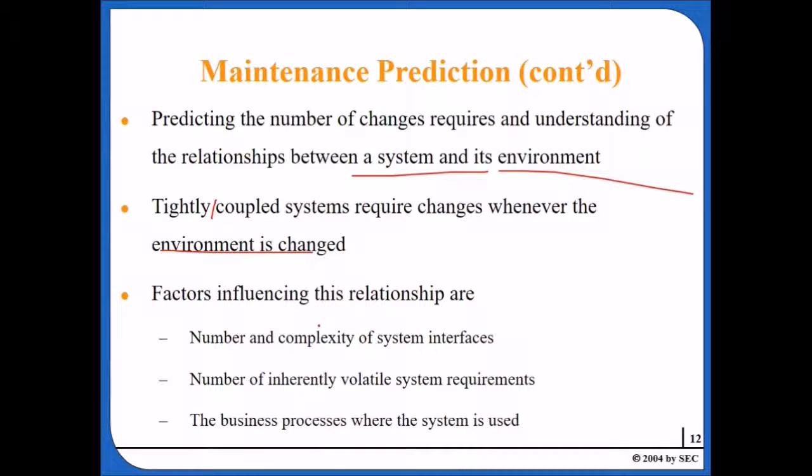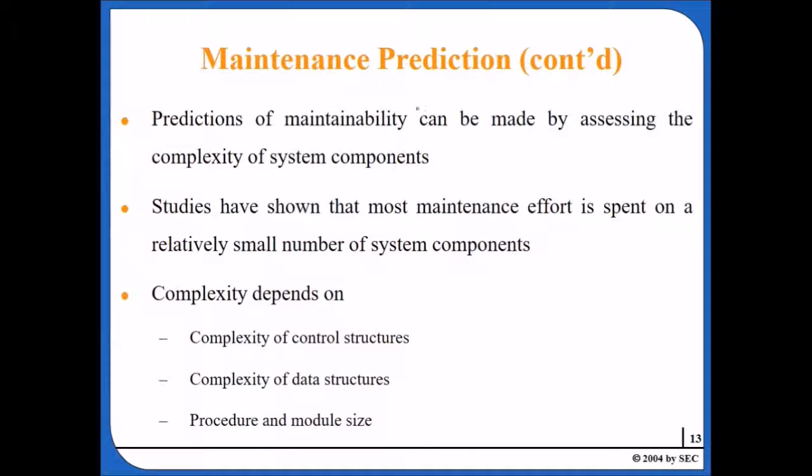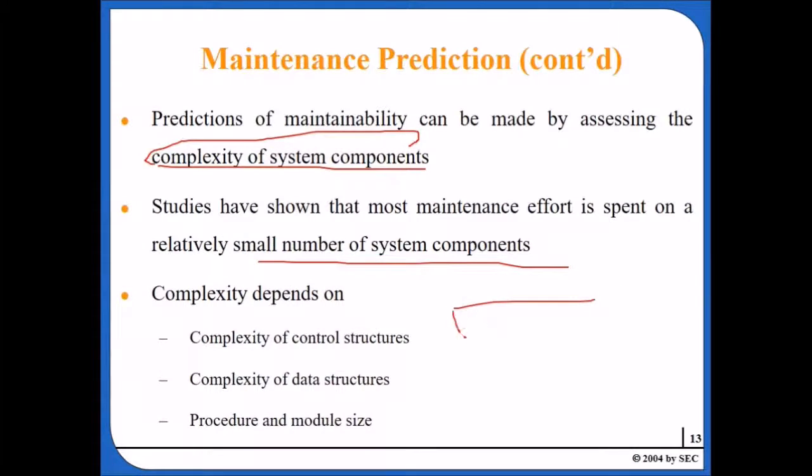The factors influencing this relationship are the number and complexity of system interfaces, the number of inherently volatile system requirements, and the business processes where the system is used. So predictions of maintainability can be made by assessing the complexity of the system components. Complexity plays an important role. Studies have shown that most maintenance effort is spent on a relatively small number of system components, a very small part. If this is the software, maybe this is the part where you are actually working for maintenance. And complexity depends on the complexity of the control structure, the data structure, the procedure and the module size.